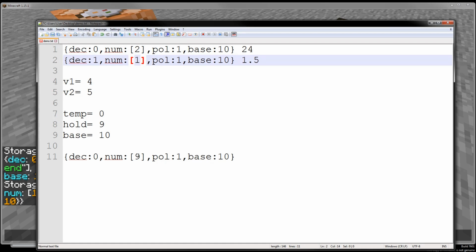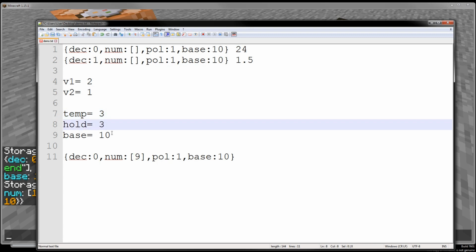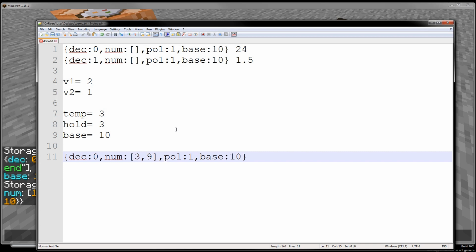So my first number here is 9, and next we take 2 and 1, removing these, which gives us 3 in our temp value, shifted over there. It's less than our base, so we just prepend it, giving us 39, which is not the right answer, as you may have noticed. So for addition, there's a separate operation I have to do whenever I initialize an operation.